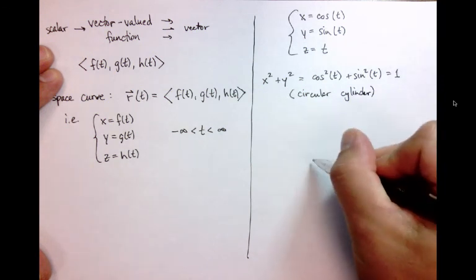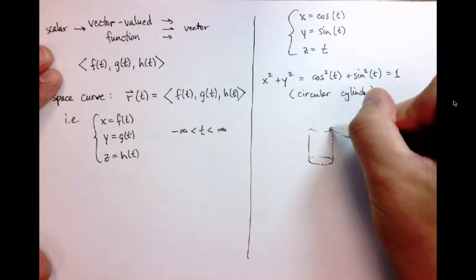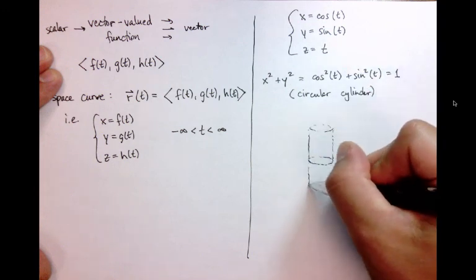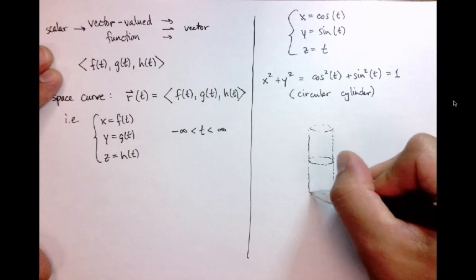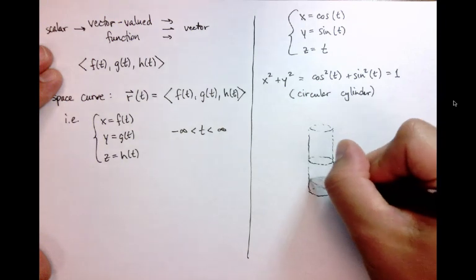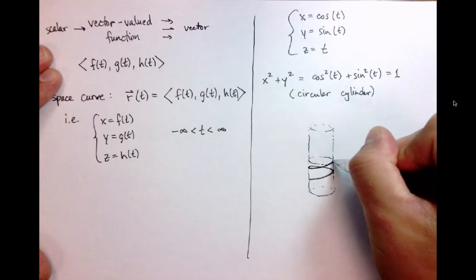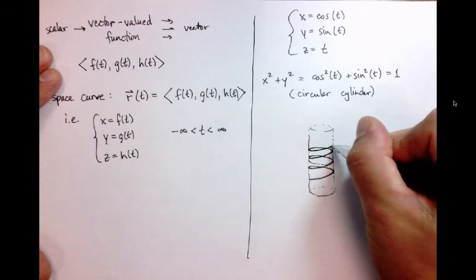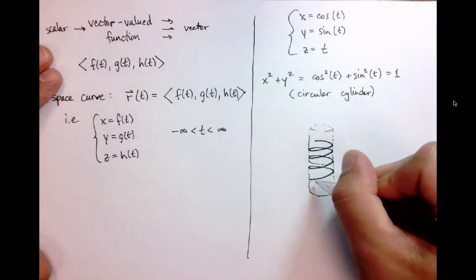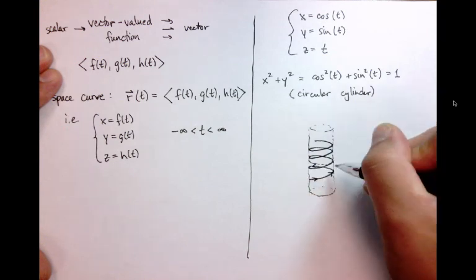So if we sketch that circular cylinder, where x squared plus y squared equals 1, this isn't the curve, this is just somewhere where the curve has to lie on. So it's just a guide for helping us understand it. Okay, the curve itself then spirals around on this cylinder. And it actually goes on forever in both directions. And we'll use an arrow to show the direction of increasing t.